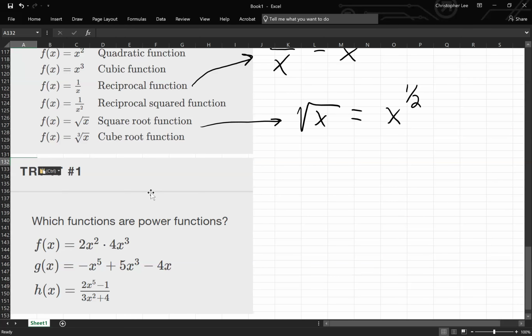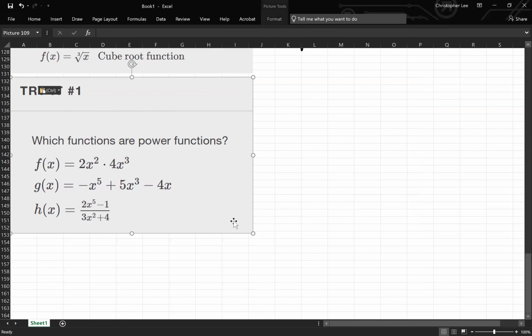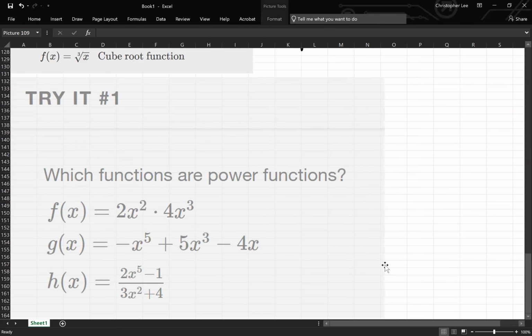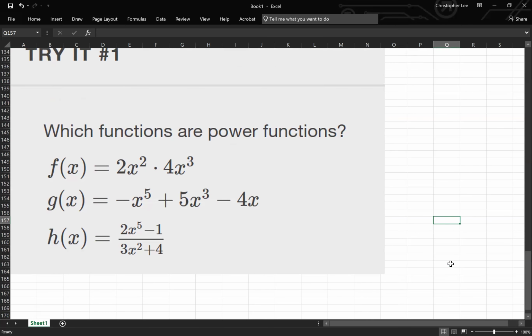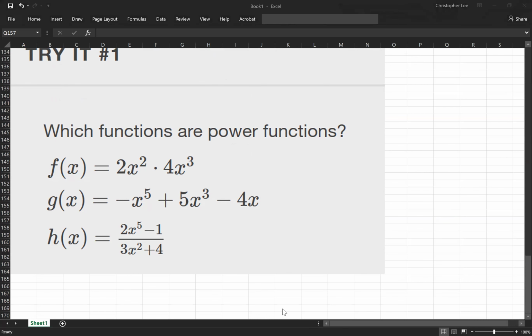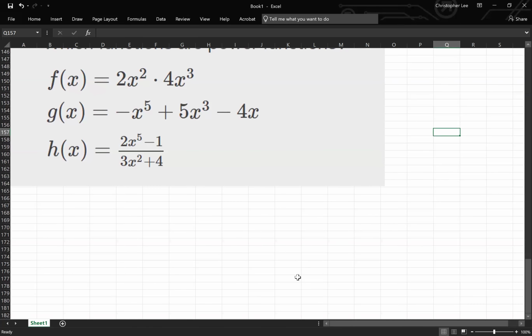How about this? Which one is a power function? I like that. I agree with that. All of them. Yep. All right. Let's keep it moving.